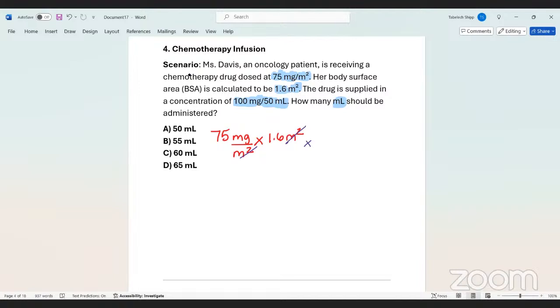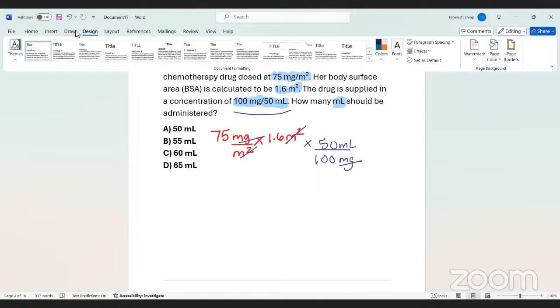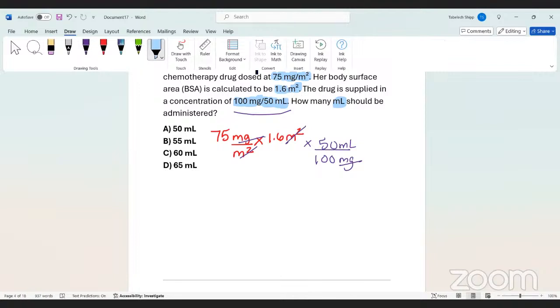And then on the very bottom, I'm going to flip this number right here. You see how it says 100 milligrams per 50 milliliters? Well, we're going to put that 100 milligrams on the very bottom, and on the top, we're going to put 50 milliliters. And again, cross out your milligrams and you're left with your milliliters. Okay? You're left with your milliliters.